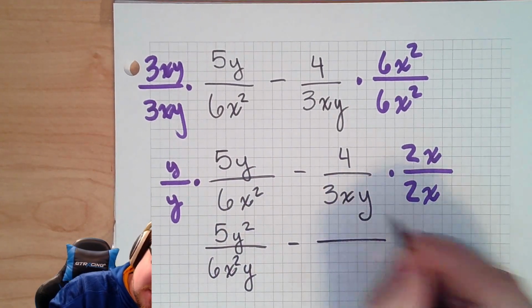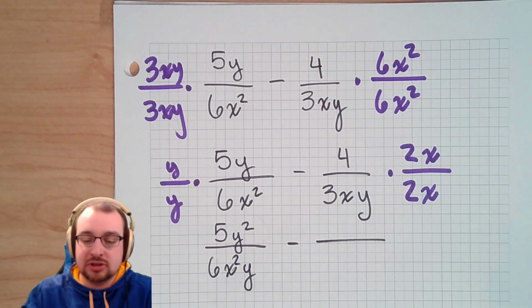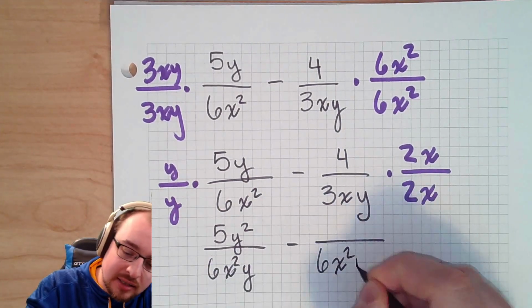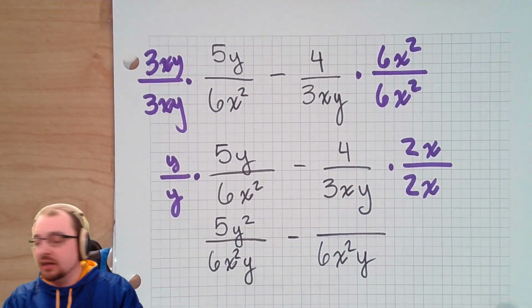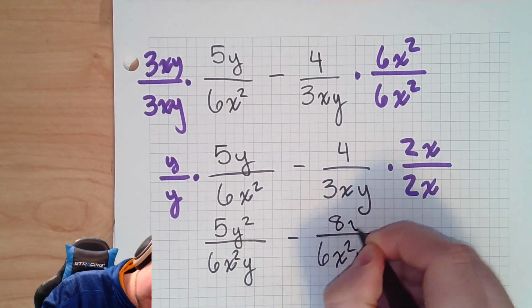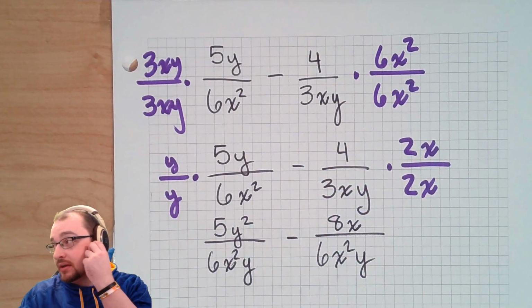And, of course, I should get the same thing over here, right? That's why I did it. So let's check. 6x squared times y. Same thing. That's why we did it. Then we got 4 times 2 times x, which is 8x. And we still got that minus sign in the middle there.